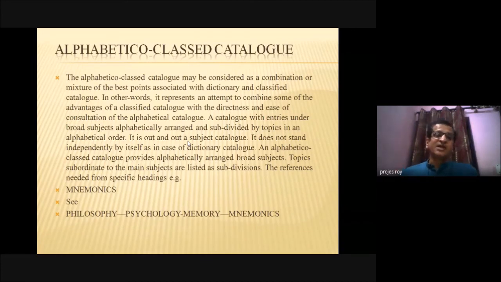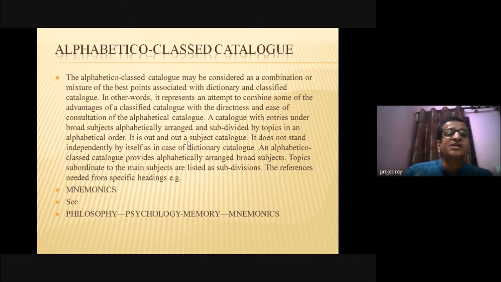Now, the alphabetical class catalog. The alphabetical class catalog may be considered as a combination, a mixture of the best points associated with the dictionary and classified catalog. Here you can see, one by one, alphabetical class: you are classifying the things and arranging them in an alphabetical order. Here you can see the mnemonics, see philosophy, psychology, memory, mnemonics.